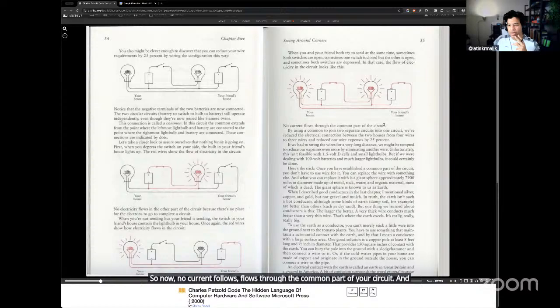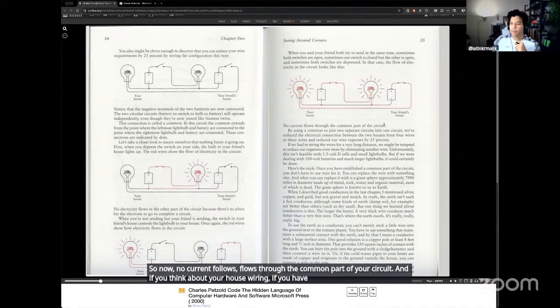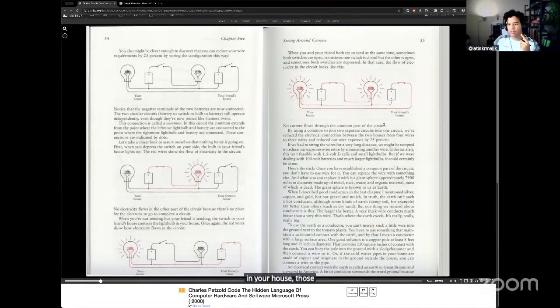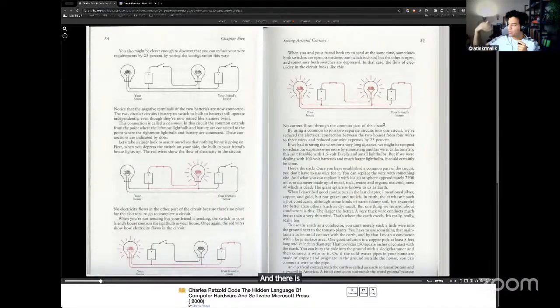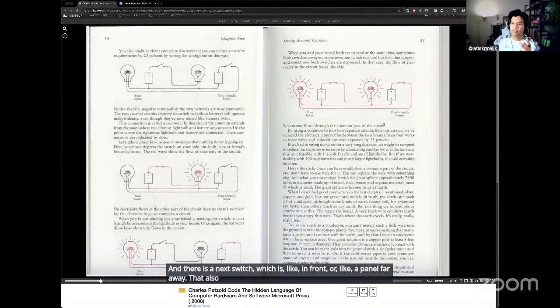And if you think about your house wiring, if you have those two-way switches, where there is a light, and one switch which is maybe next to your bedroom, and you would have seen this in hotels as well, and there is another switch in front or on a panel far away, that also uses the same common circuit.